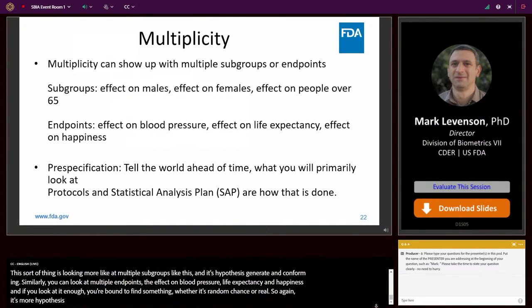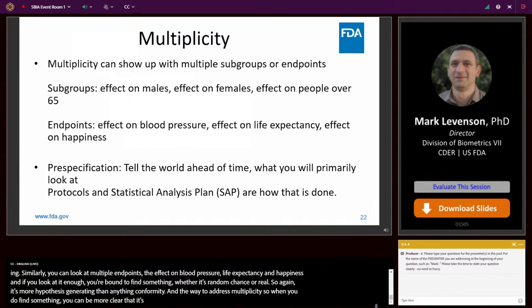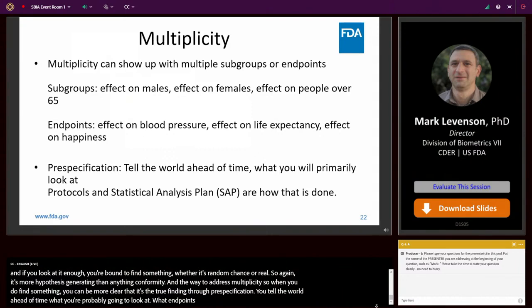And the way to address multiplicity, so that when you do find something, you can be more clear that it's a true finding, is through pre-specification. You tell the world ahead of time what you primarily look at, what endpoints of interest, what populations of interest, and that's typically specified in the protocol and statistical analysis plan. There are also statistical methods to address multiplicity that I won't get into today.